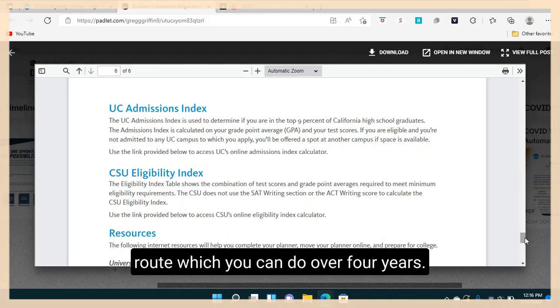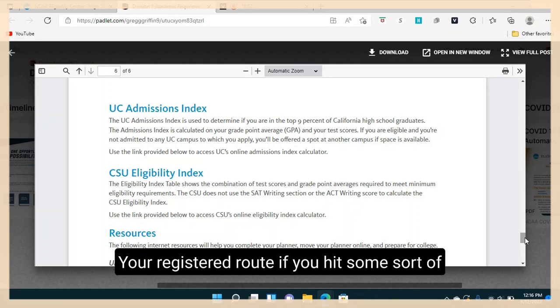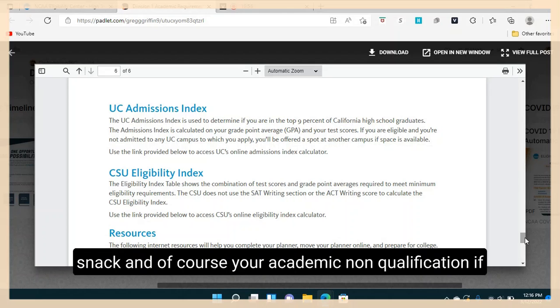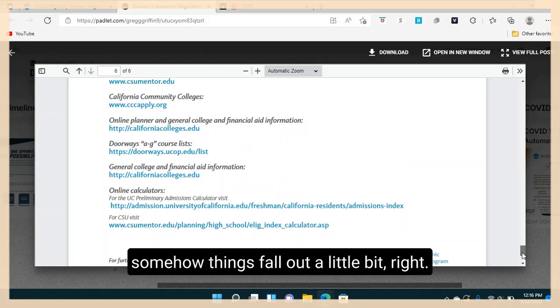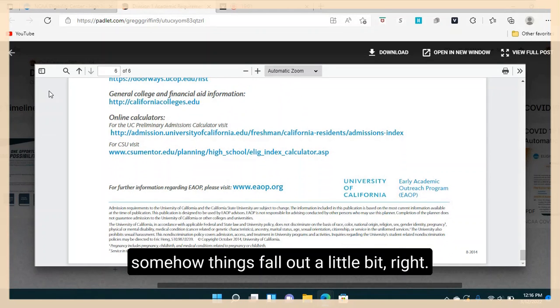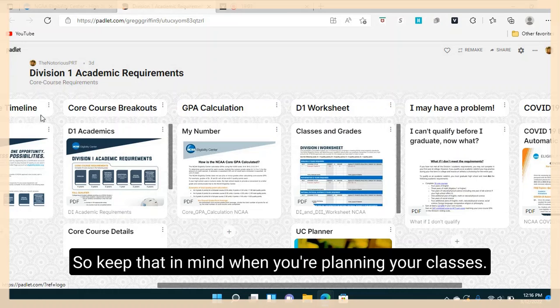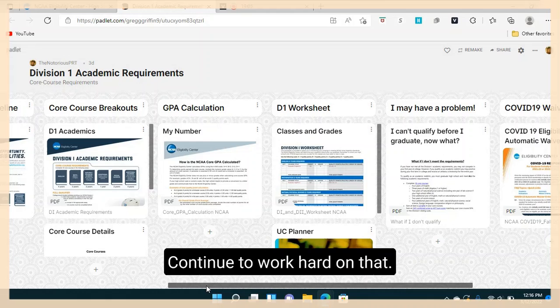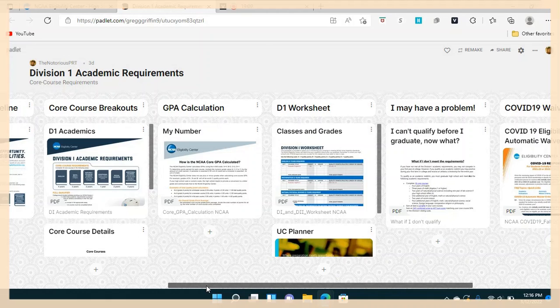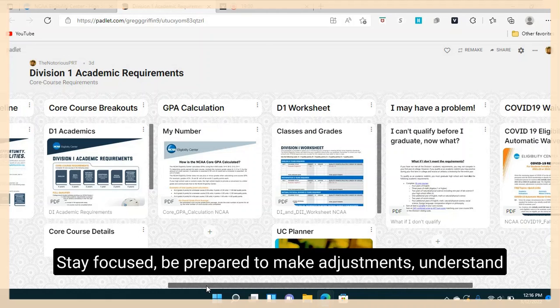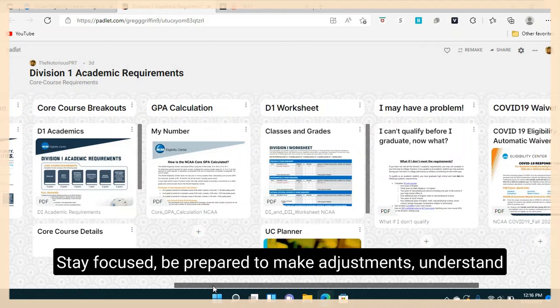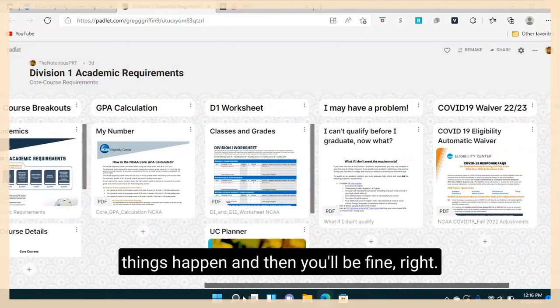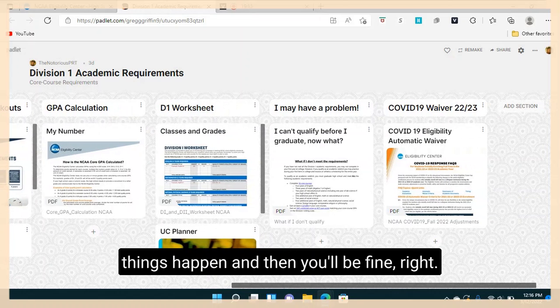Traditional route, which you can do over 4 years. Your redshirt route, if you hit some sort of snag. And of course, your academic non-qualification if somehow things fall out a little bit, right? So keep that in mind when you're planning your classes. Continue to work hard on that. Stay focused. Be prepared to make adjustments. Understand things happen, and then you'll be fine, right?